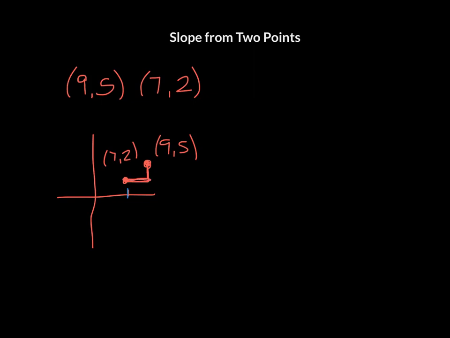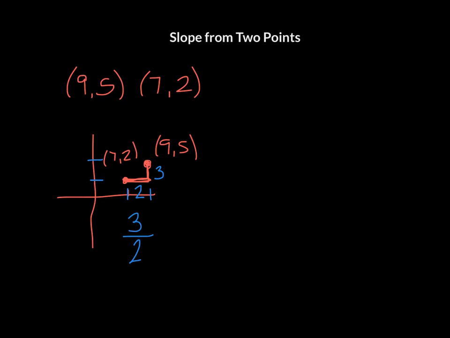So from 7 to 9, that increased by 2. And then from 2 to 5, that increased by 3. So that means my fraction is the change in y, which was 3 over 2. However, I know a lot of people are not like me and don't necessarily visualize like that.